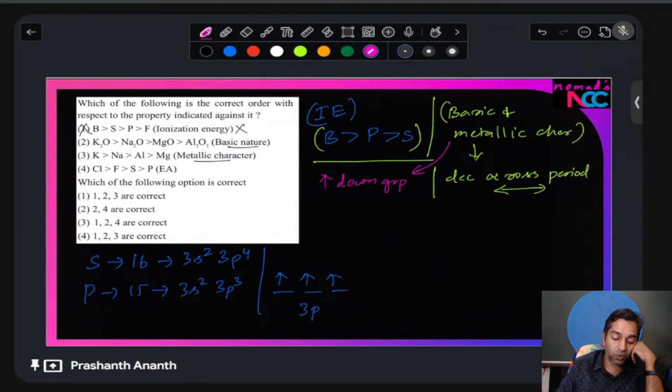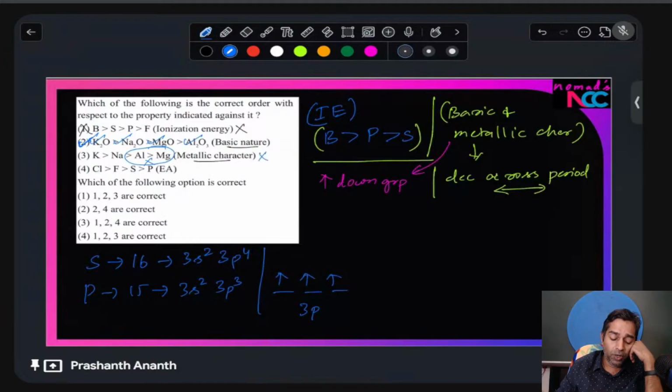K2O greater than Na2O, this part is correct. MgO is going to be less than Na2O, mainly because it's across the period. And Al2O3 is of course going to be partially amphoteric even. So yes, this order, option 2, is perfectly correct. Next one, potassium, sodium, aluminium and magnesium. This part is wrong over here. Magnesium is going to be definitely more metallic compared to aluminium. So this option is wrong.